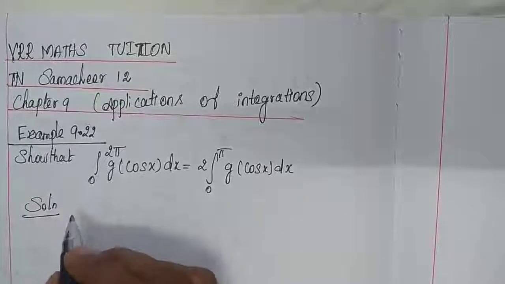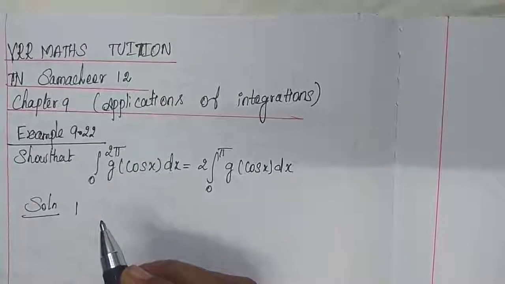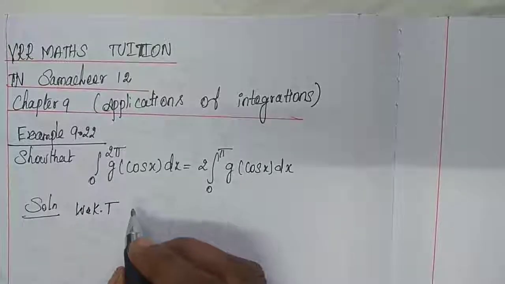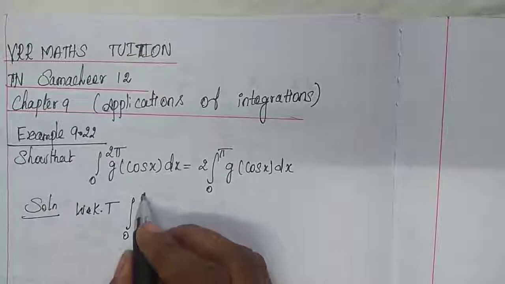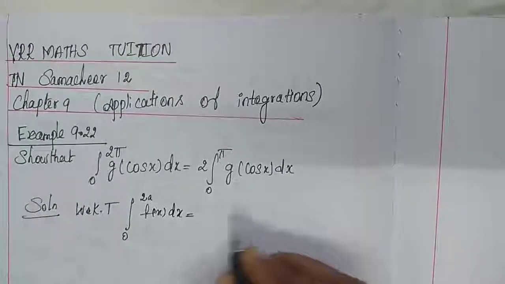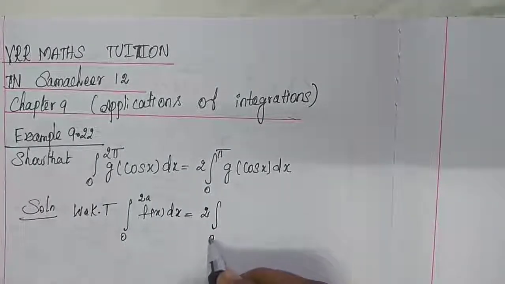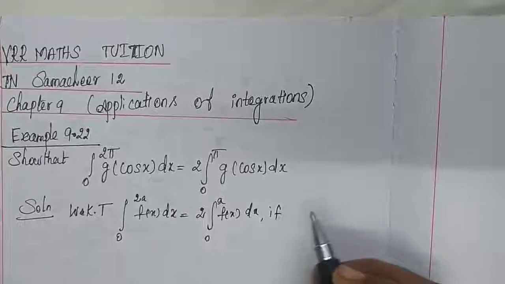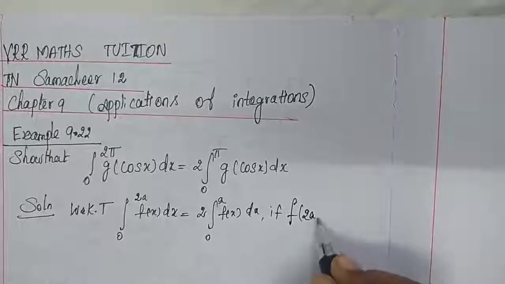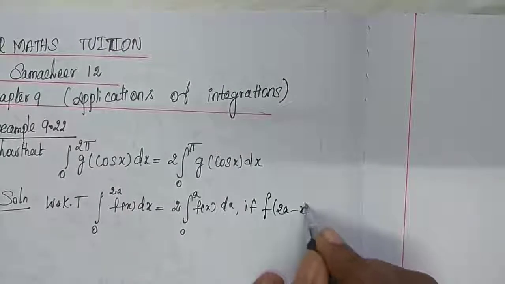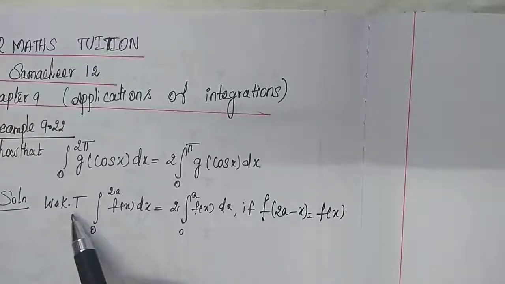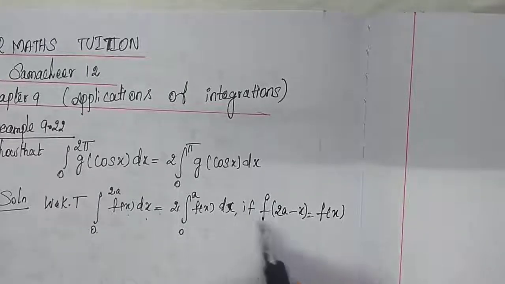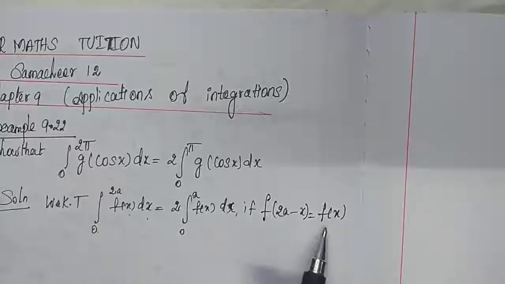Solution. We know the property: the integral from 0 to 2a of f of x dx equals 2 times the integral from 0 to a of f of x dx, if f of 2a minus x is equal to f of x.